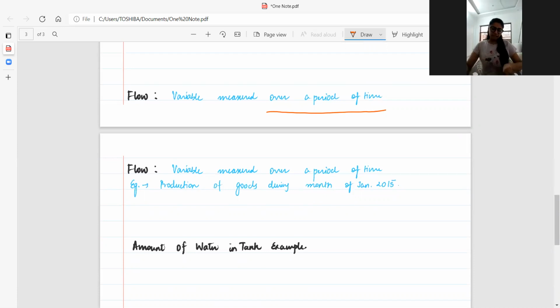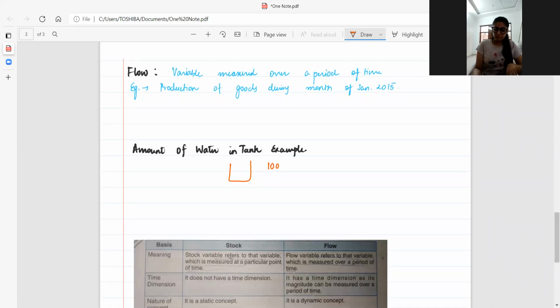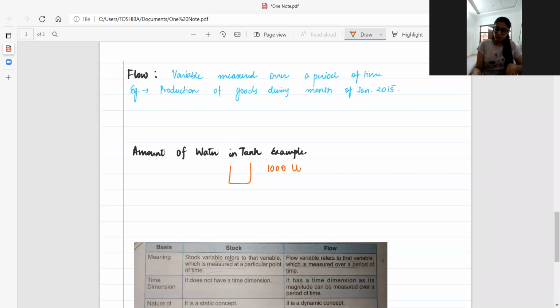I'll tell you with this example: amount of water in a tank. If you ask me what amount of water is in the tank, I'll say 1,000 liters. But if you ask me how much water is flowing into the tank, then I cannot tell you at one particular point of time that this much water is flowing. It would be measured over a period of time. So something which is measured at a point of time is stock, and something which is measured over a period of time is flow. These are important concepts.